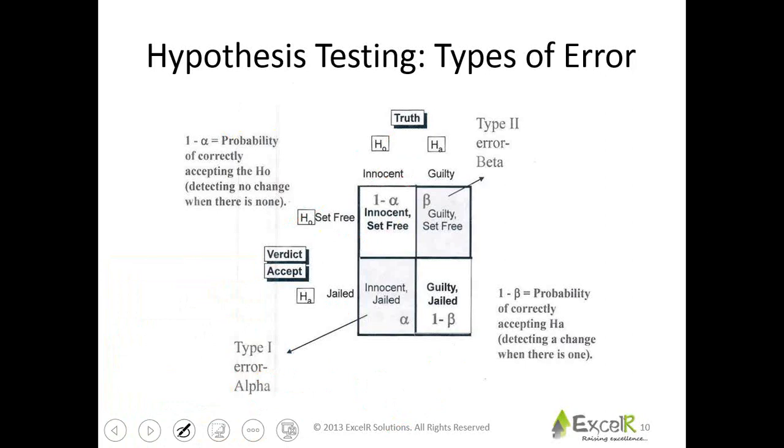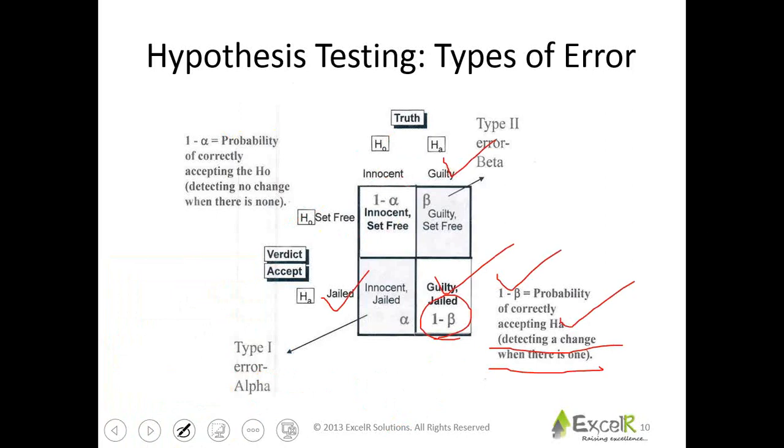Next thing is a person is actually guilty and you have jailed him. So he has committed a murder and then you're sending him to jail. That's absolutely fine. Guilty is jailed. That's always represented by 1 minus beta. 1 minus beta is the probability of correctly accepting your alternative hypothesis. You're detecting a change when there is one.